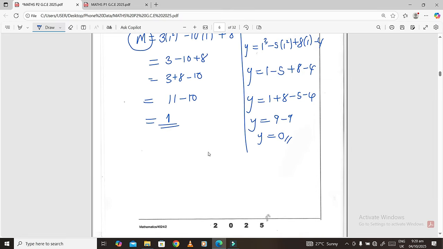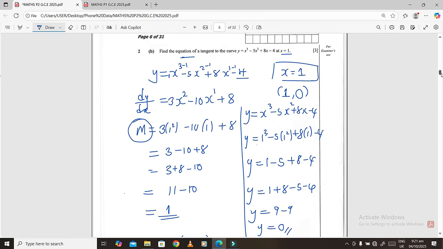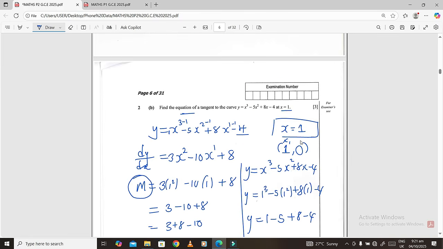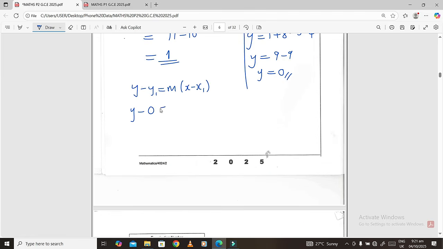Now, after getting that point, we're going to use the formula for finding the equation of a straight line. So remember this formula. It will be y minus 0. The point that we found is our x1, y1. Remember that. So m is equal to 1, x minus a 1 here, because x1 is a 1 also. We get y is equal to x minus 1. So this is the equation we are talking about.